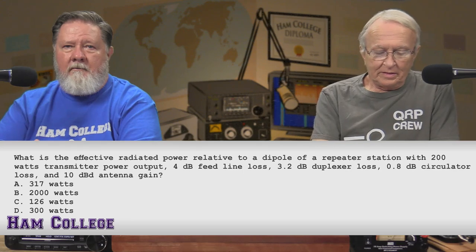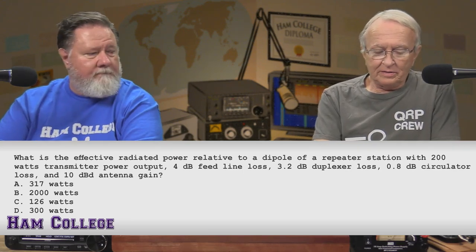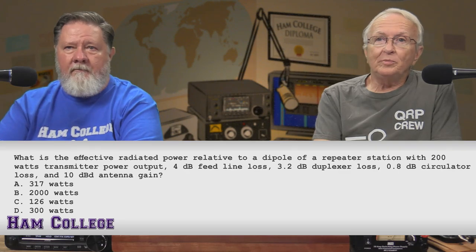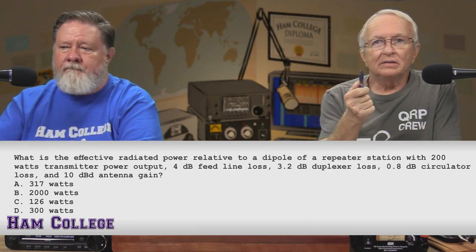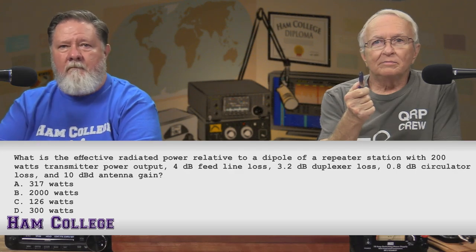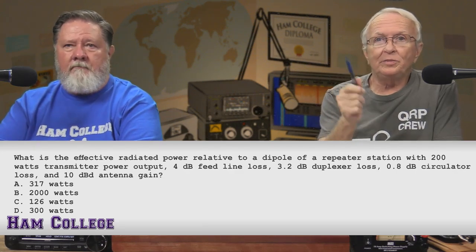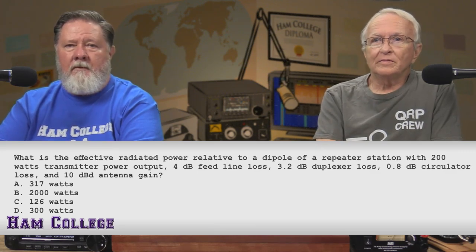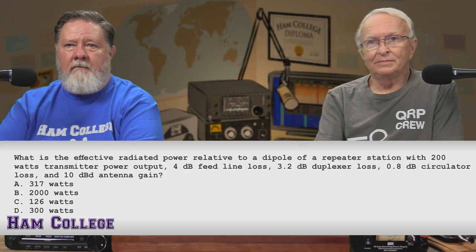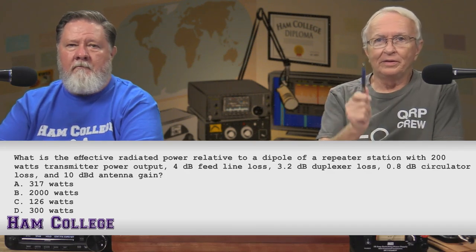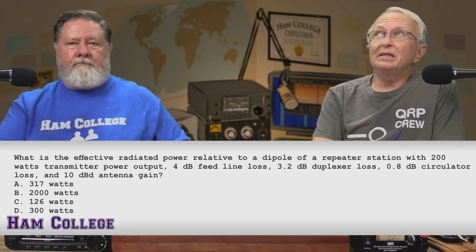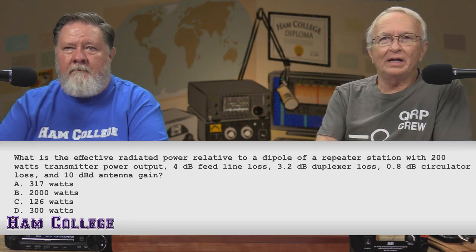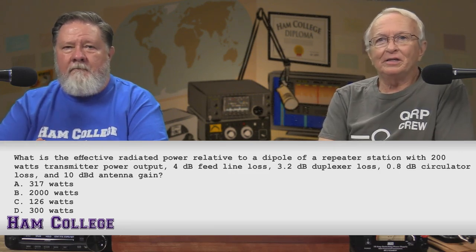If you add all those losses together, you've got 8 dB of loss. And our gain, 10 minus 8, we've got 2 dB of gain. Because we are talking about a dipole antenna, and dBd means decibels relative to a dipole. 2 dB of gain is going to be just a little over 1.5. I'm going to say 317 watts.